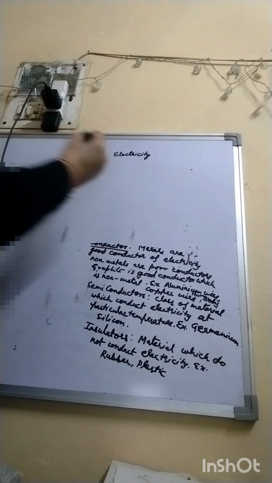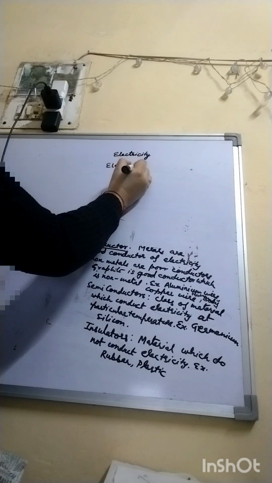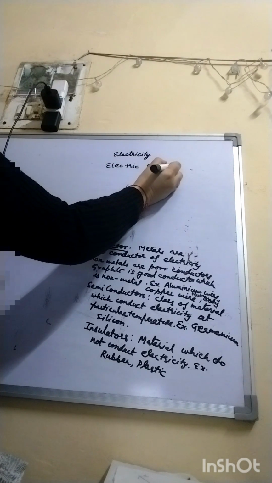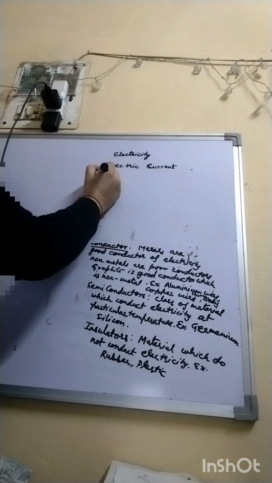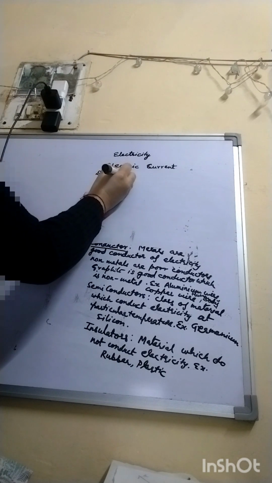Now we will come to electric current. Electric current is the flow of charge. This you already know. So how do you define electric current? First, the definition you should know.